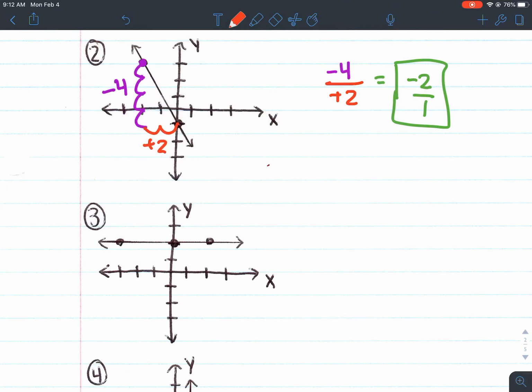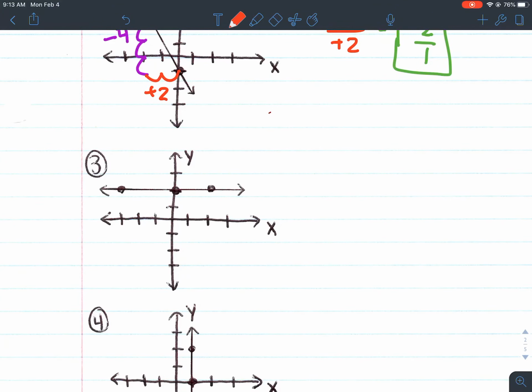All right, moving on. So here we have a horizontal line. So if you already looked at the back of the notes, you would have been like, oh, slope of 0. Well, let's calculate this. Let's do our rise and our run. If I start at this point, how many units do I have to shift up to get to the next one? None. So my rise here is going to be 0.